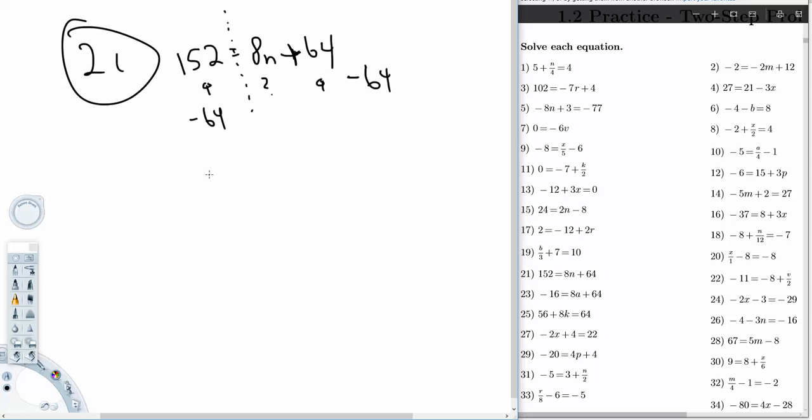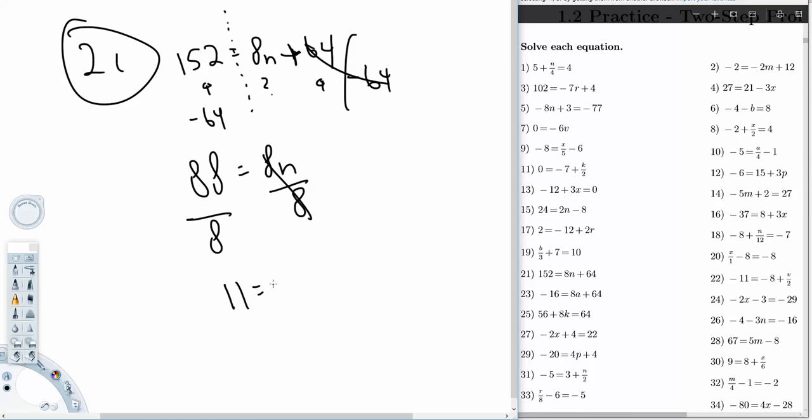152 minus 64 equals, just a second, my computer's going. What is that? 88 equals 8n. This cancels. So 8 times n divided by 8 cancels, right? We're left with n. 88 divided by 8 equals 11. 8n divided by 8 equals n. N equals 11. Yes, that's right.